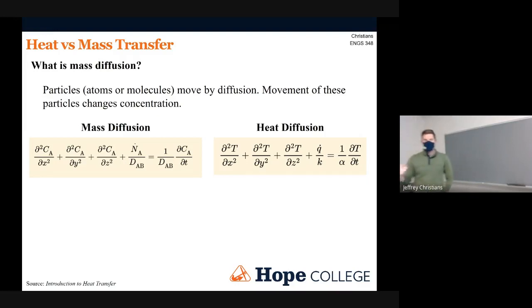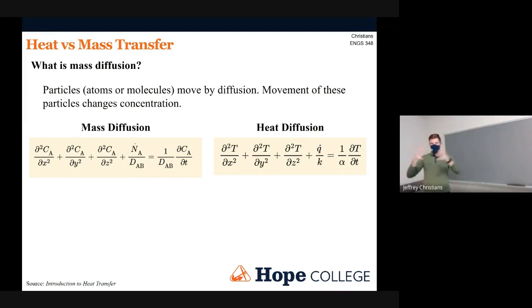You can see in the right equation, the heat diffusion equation, we have a 1 over alpha. Alpha was our thermal diffusivity. It tells us how fast heat spreads out in an object by diffusion. For mass diffusion, we have what we call a diffusion constant. Usually we're talking about one thing moving in another thing, like salt diffusing in water. So that's what the D_AB means: the diffusion constant of thing A in thing B.